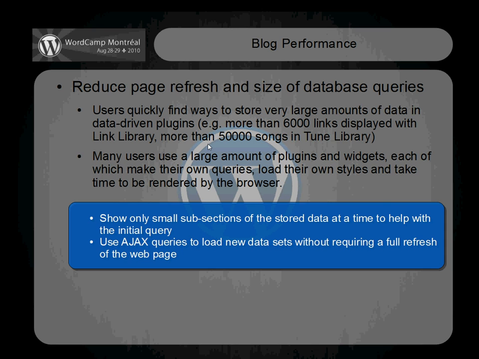The first one is to only try to show a subset of the data when you first display the content of the plugin. So for example, in Tune Library, I've added options so that you can only show one letter at a time, so artists whose names start with that letter. This way you only get a subset of your data that comes up, and afterwards you can choose other letters and see what else is available inside of the data for that plugin.